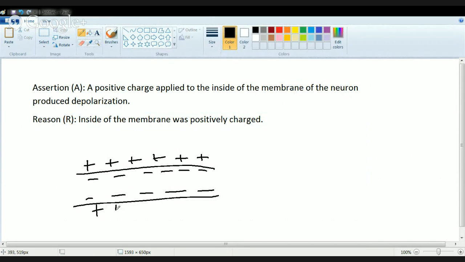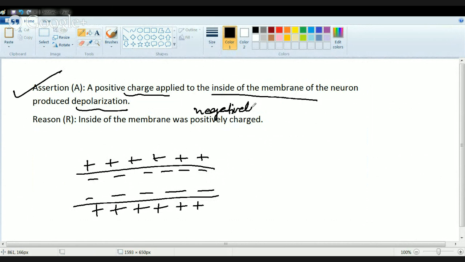During depolarization, what happens? It tries to maintain this as electrically neutral. So it tries to transfer the electrically positive charge to the inside boundary. So, during depolarization, a positive charge to the inside of the membrane occurs. That's a correct statement. But this positive charge occurs only when there was a negative charge inside. So the inside of the membrane was negatively charged, should be the statement here. So the assertion is correct, but the reason is incorrect.